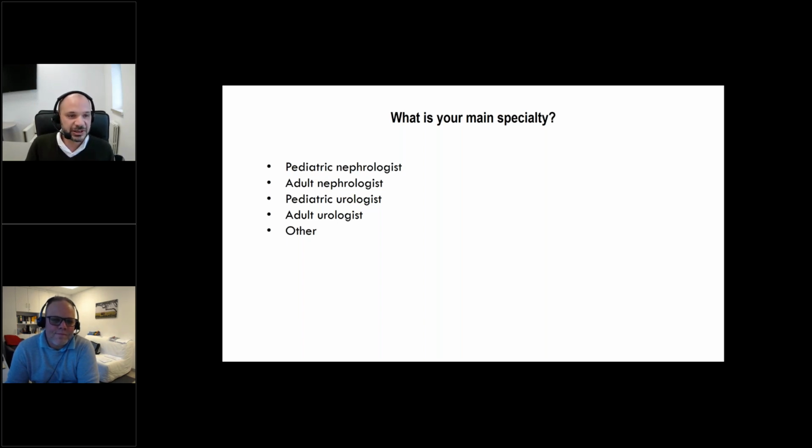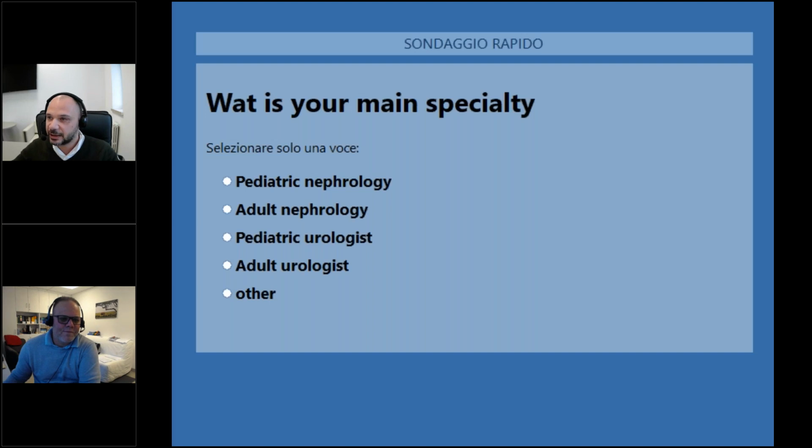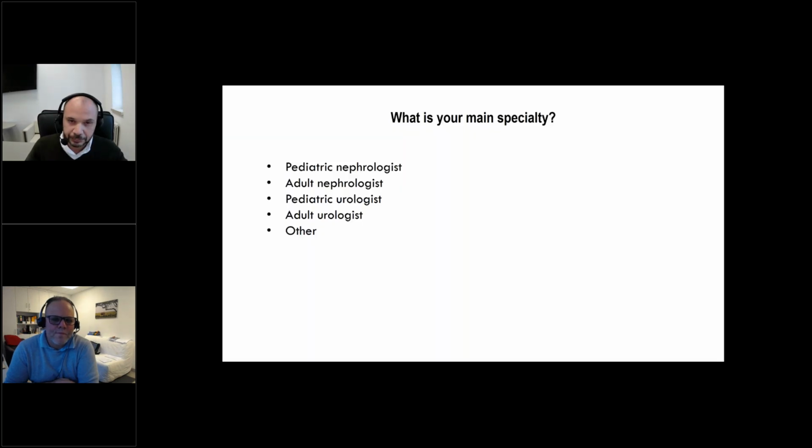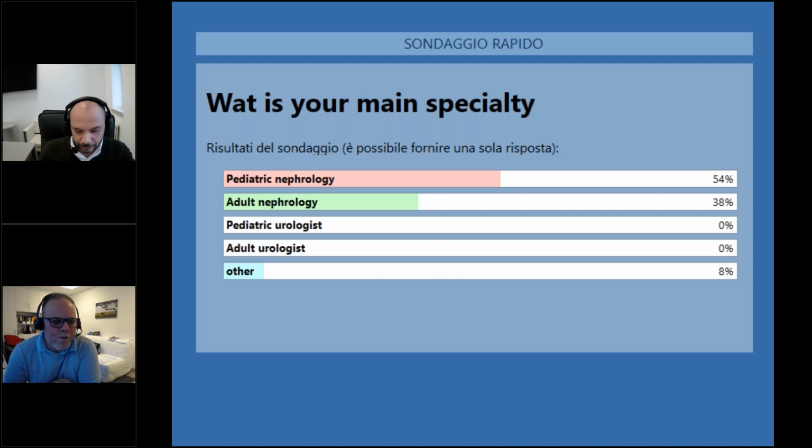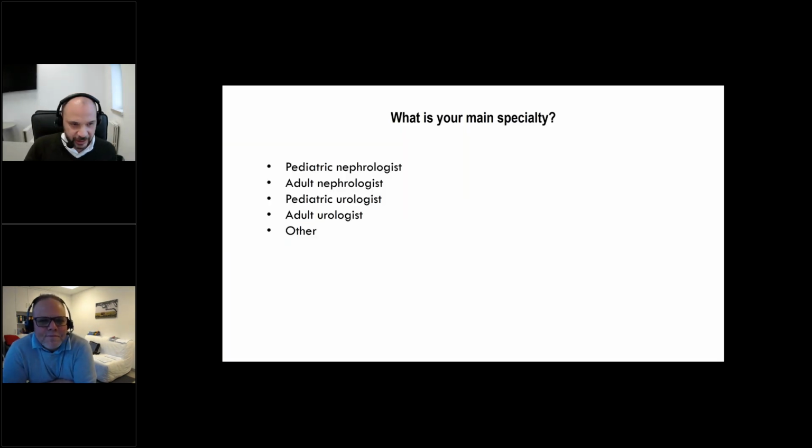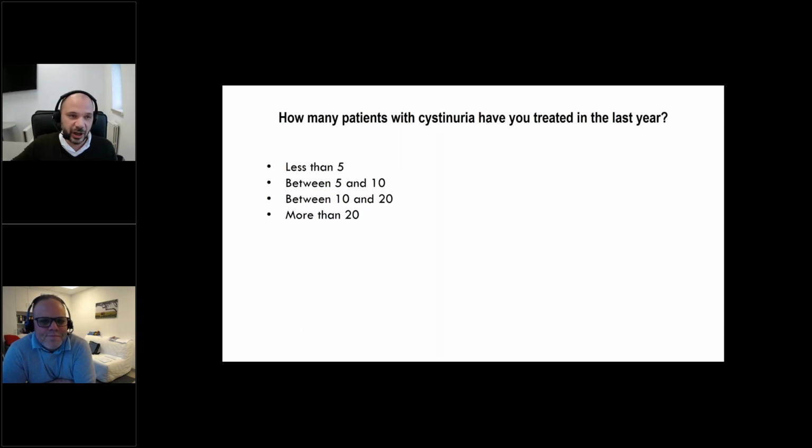The first one is, what is your main specialty? You have, I think, 1 minute to respond, although I think you would need less than that. So your result would be you have to deal with mainly pediatric nephrologists, 54%. Then we have 38% of adult nephrologists and 8% are other, who are not pediatric urologists, and no adult urologists today. Okay, so there is a nice mix of pediatric and adult nephrologists today. So hopefully this will be helpful.